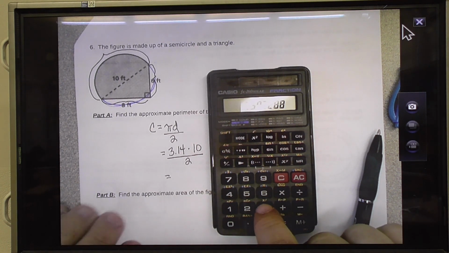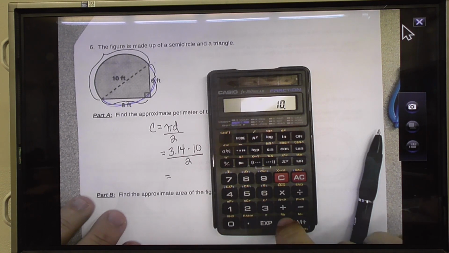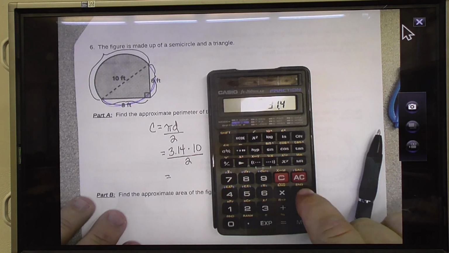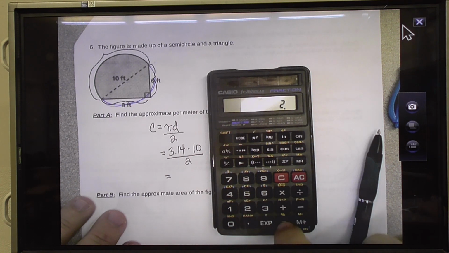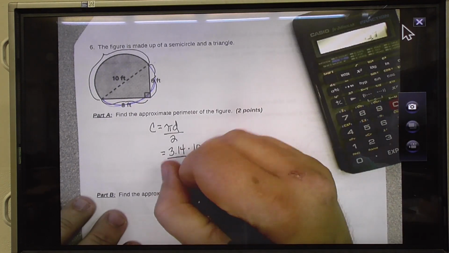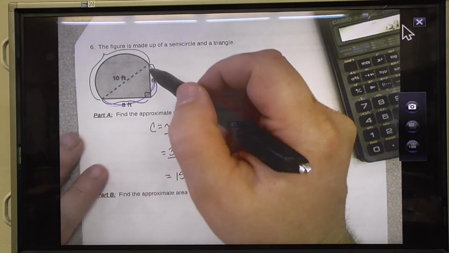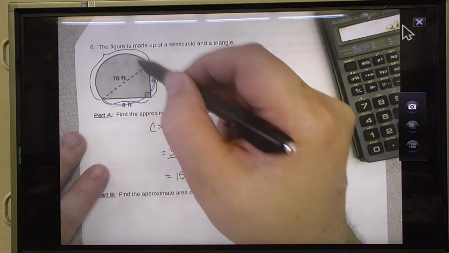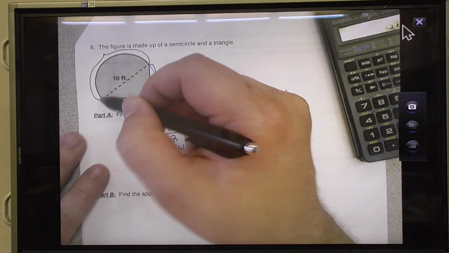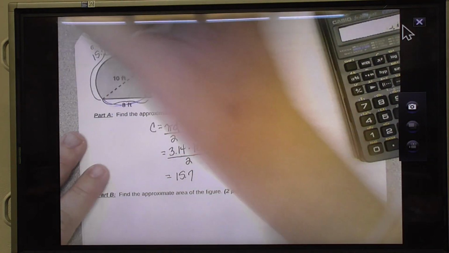So we're doing 3.14 times 10, which is going to give us 31.4. Then we're going to take that and divide it by 2. That gives us 15.7. So that means the circumference, the outside of the rounded part of our semicircle up here, is equal to 15.7.